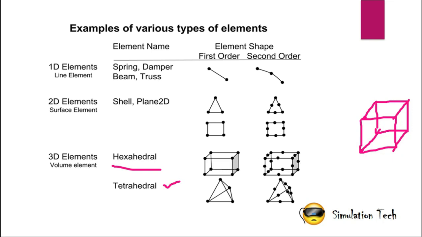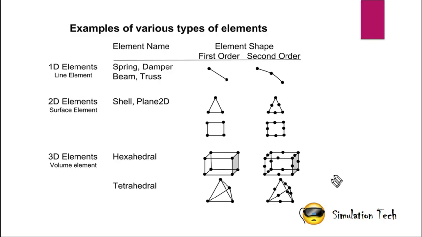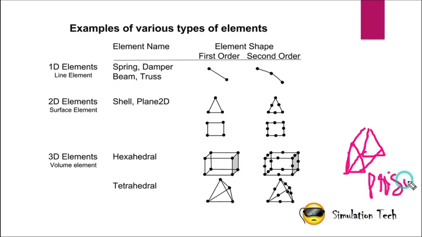So we have one more configuration over here, that is called a prism. Similarly to how we create hex elements by using two quad elements or extruding a quad element, I have one triangular element and another triangular element, and I can join these endpoints. This is called a prism element. It has 6 nodes in first order and 10 nodes in second order elements. So this is also another configuration, right? Let's move on to our next slide.